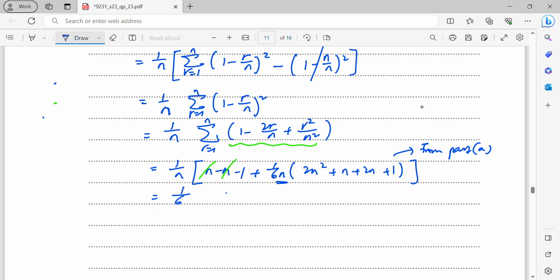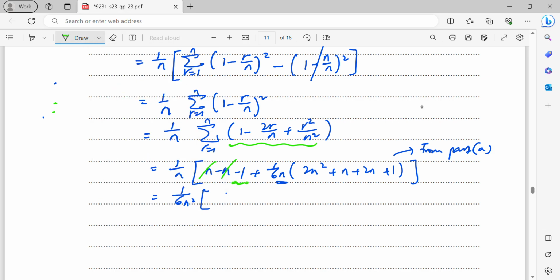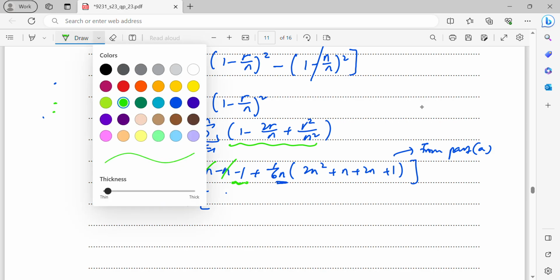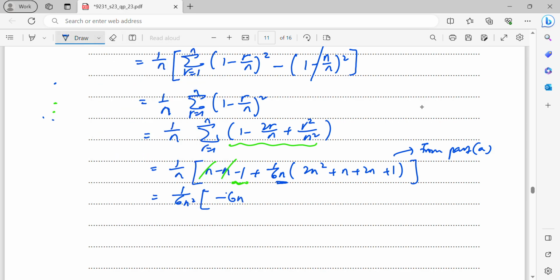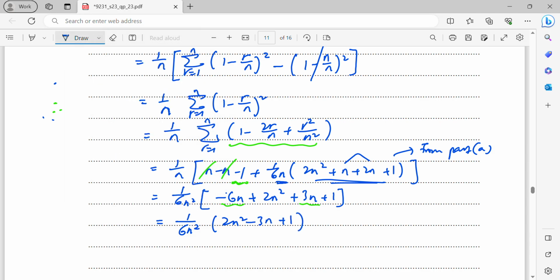So I will write 1 over 6n squared. Don't forget there is a minus 1 in the first term here. So when you factorize 6n from minus 1, it will be minus 6n. Then the rest just copy here. Then I will get plus 2n squared plus 3n, then plus 1. Okay, then I will get 1 over 6n squared, 2n squared. Now, the first and third term, you will get minus 3n, then plus 1. Okay, so this is our lower bound.